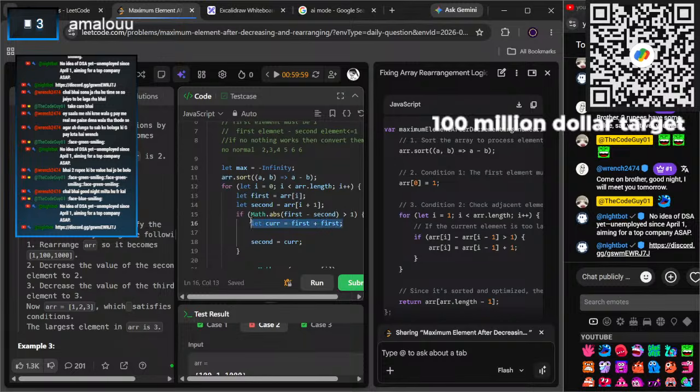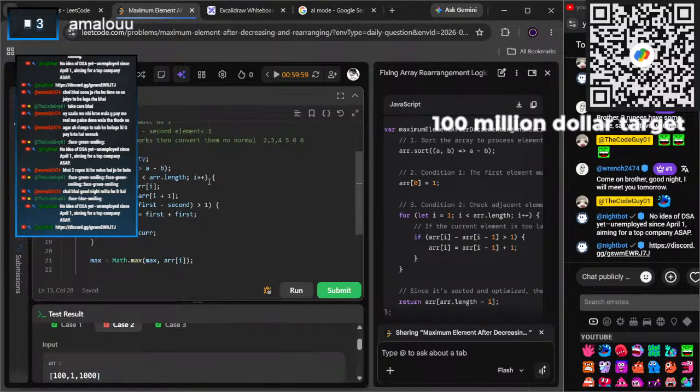Instead of doing this, I need to take the value directly. So instead of storing them, we can directly take the value. Oops, I was thinking that if I replace this, the value will get replaced. Wow, I was wrong. Nice one.